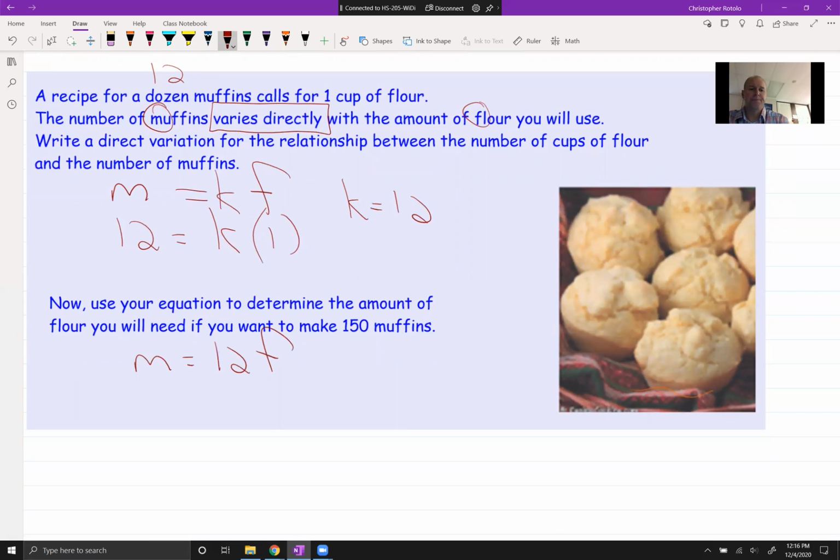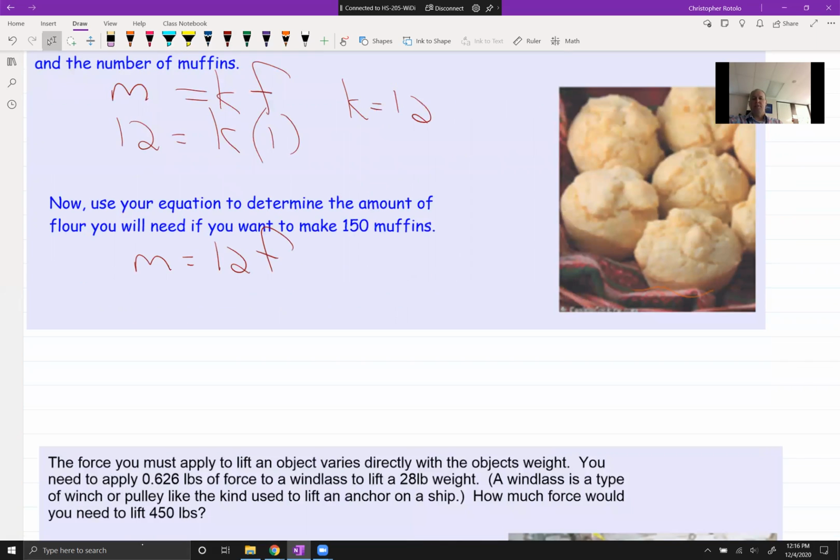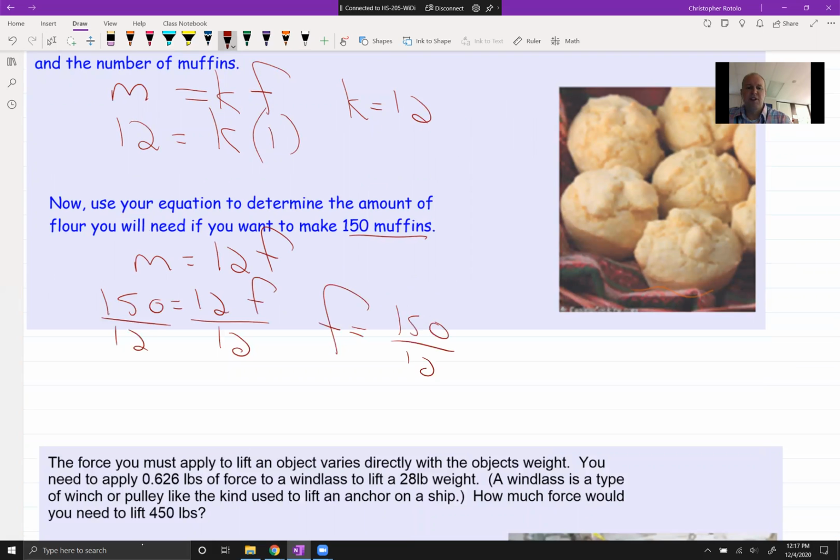There it is. All right, now, big storm, right? So you made 150 muffins. 150 equals 12 times F, divided by 12, divided by 12. So how much flour do you need? I'm going to need 150 twelfths cups of flour. Yeah, because that's how we do this. Go ahead, divide it. That's 12.5 cups.